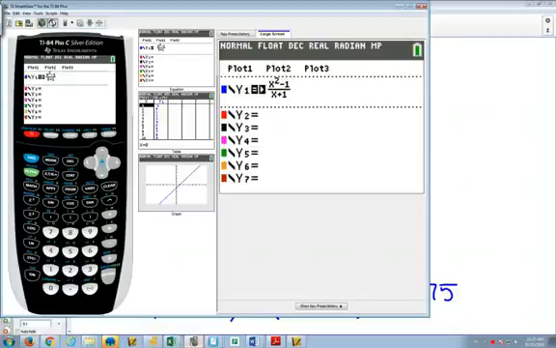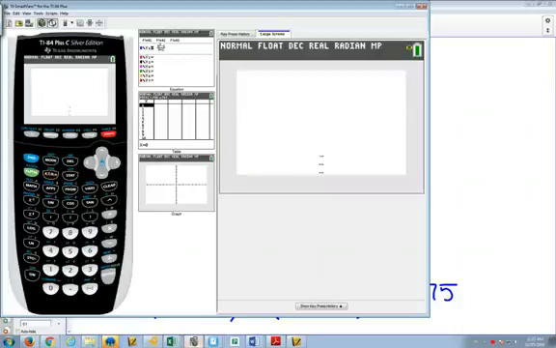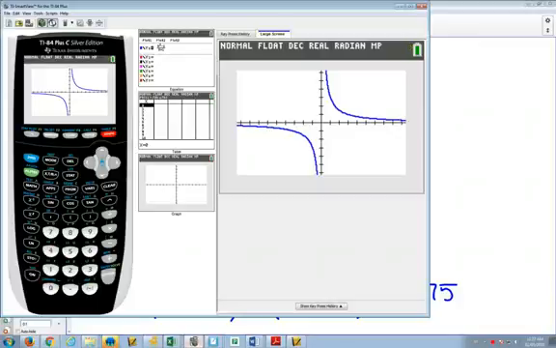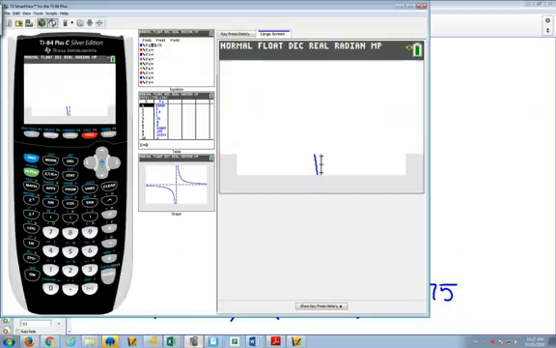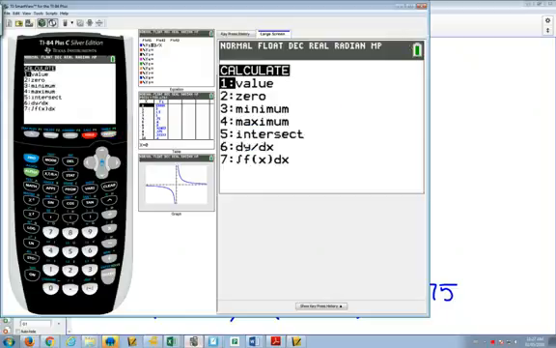One of the ways that you can get your calculator to show this is you can type in 3 divided by x. You can type in and graph the function that you have. So here I've graphed 3 divided by x, and I want to find out if the area between 2 and 5 is 2.75.